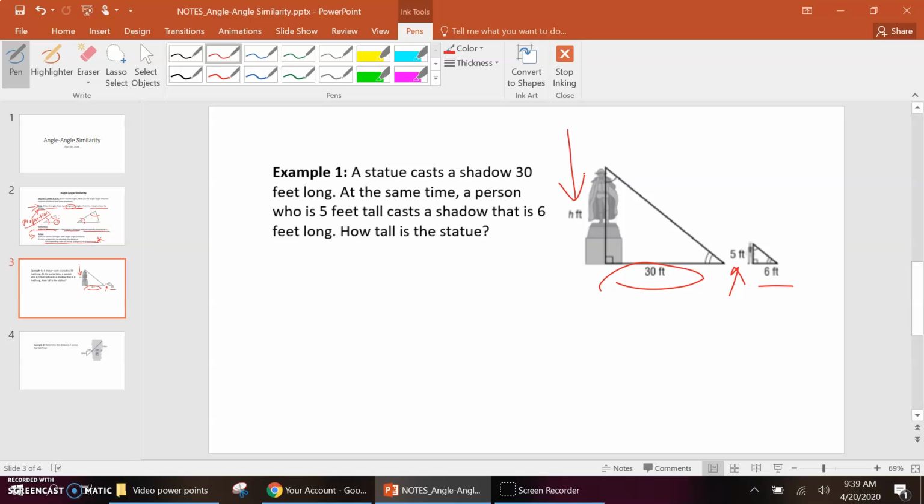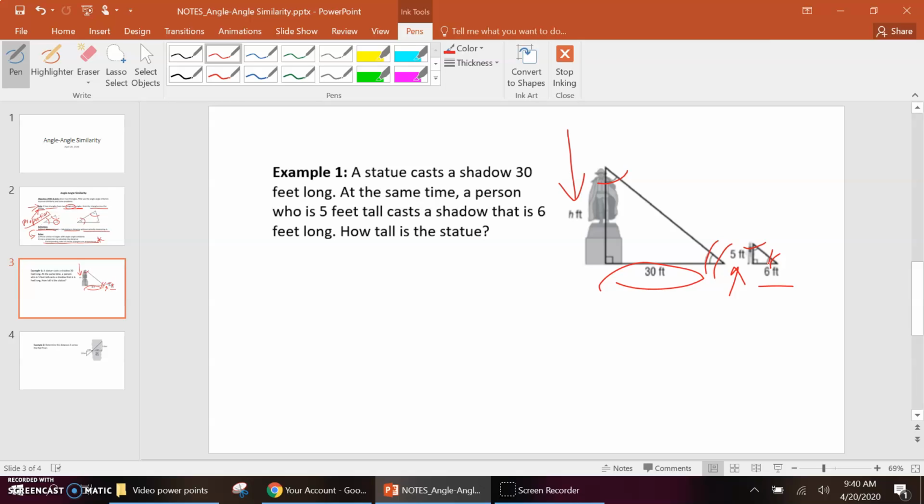So here we go. These little symbols here, this little single line here corresponds with the single line there. That means those two angles are congruent to each other. This right here with the double line and this right here with the double line mean those angles are congruent to each other. Therefore, these triangles are similar. So we're going to set up our proportion to find the distance or the height of our triangle.